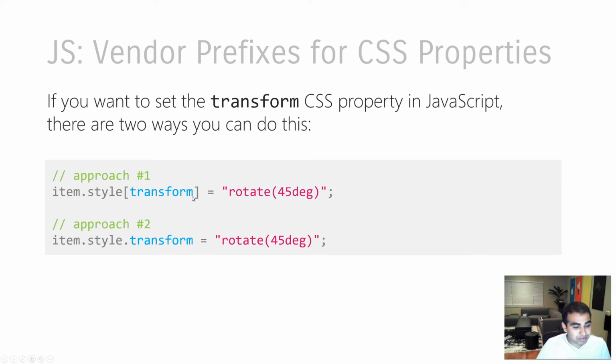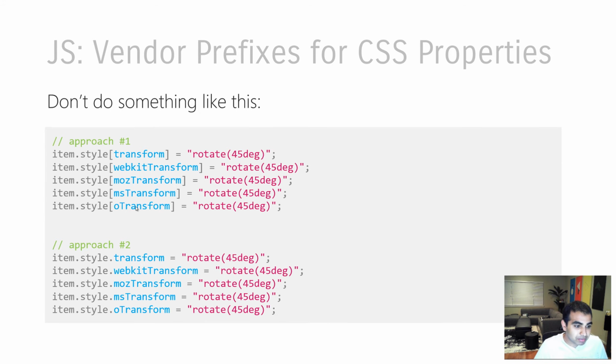If I'm on an older browser that recognizes the transform property only in its vendor-prefixed state, just mentioning transform will not work. I need to specify the equivalent of msTransform, oTransform, mozTransform, webkitTransform. You can imagine that it's going to be a lot of lines of code. It will look something like this. And like I mentioned right here, don't do this.